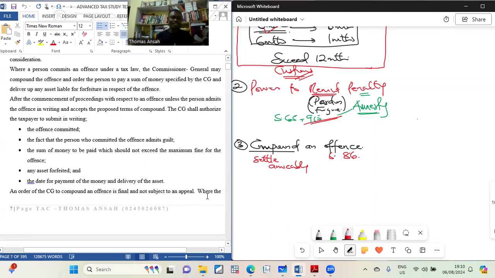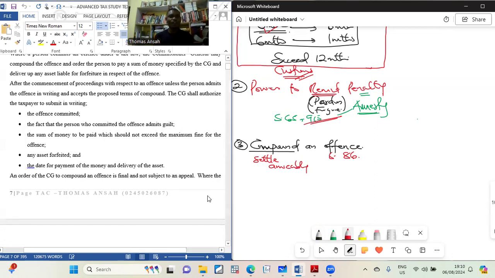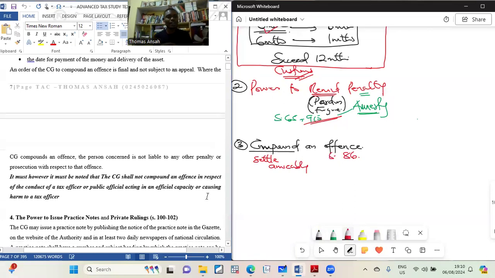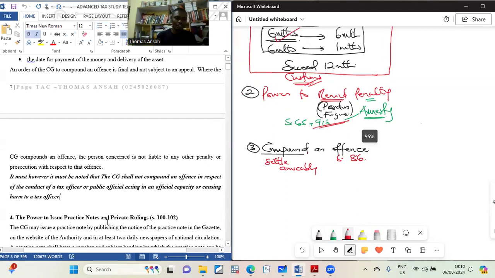Now, if you settle the thing amicably and you settle it, it can never be taken to court. The settlement is assumed to be like the decision of the High Court. All right. So that ends the story. But when you assault a revenue officer, let's say a GRA staff comes to your office and you assault him, they can't solve that one amicably. They still have to take you to court. All right. So that is that. That is the part that I have elaborated here.